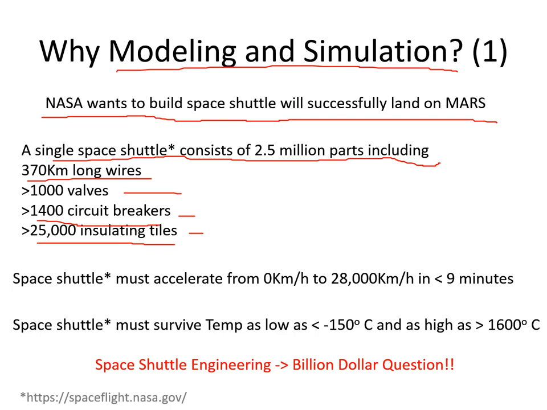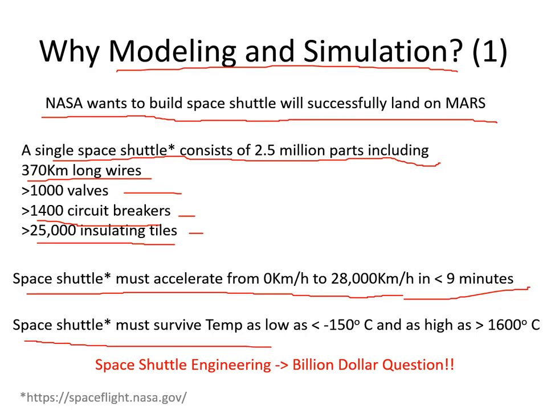And then the space shuttle must meet certain requirements, such as we need this shuttle to be able to accelerate from rest up to 28,000 kilometers per hour in somewhere around 8.5 minutes. So it has to accelerate very fast, and it has to survive some very extreme temperatures, I beg your pardon. So it should be able to survive something less than 150 Celsius and some temperature in excess of 1600 Celsius.